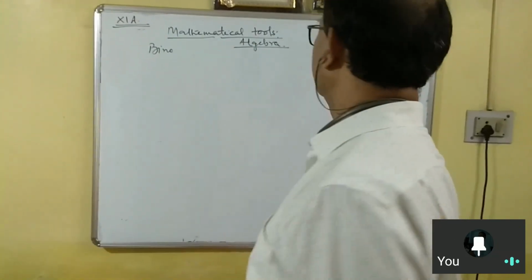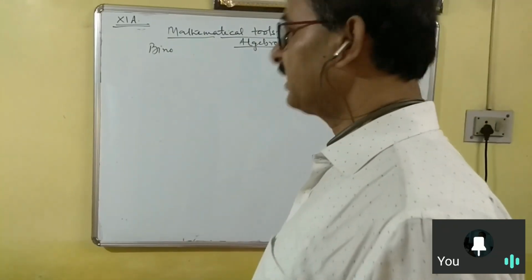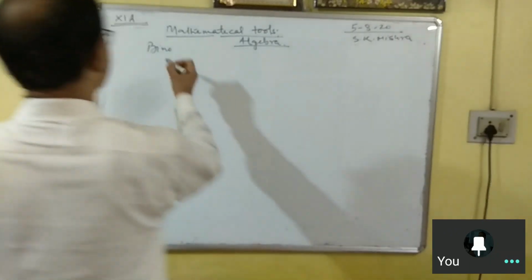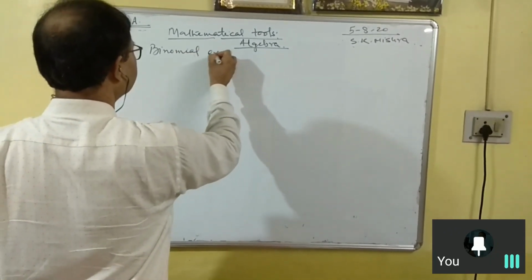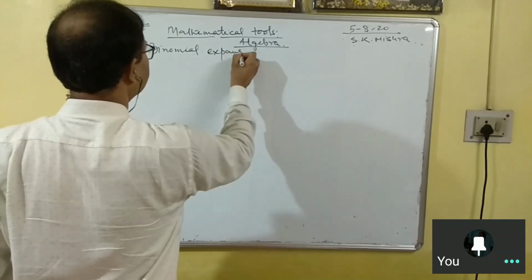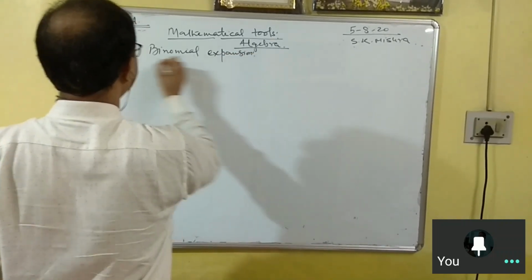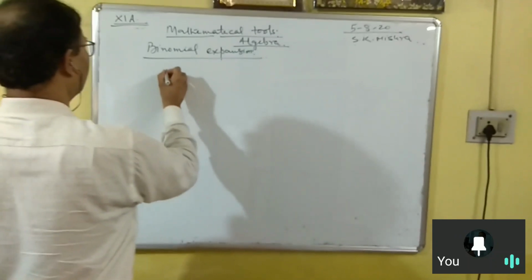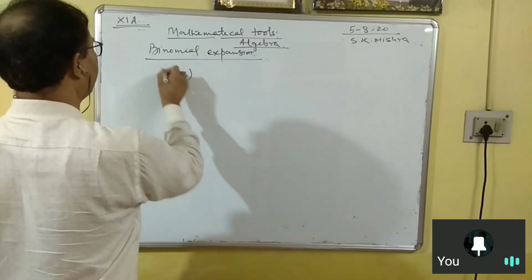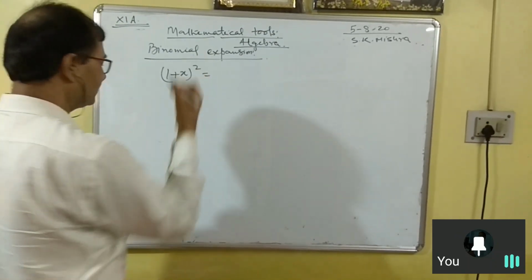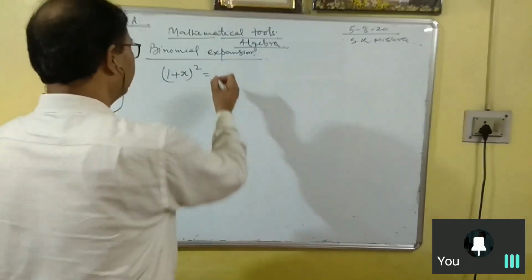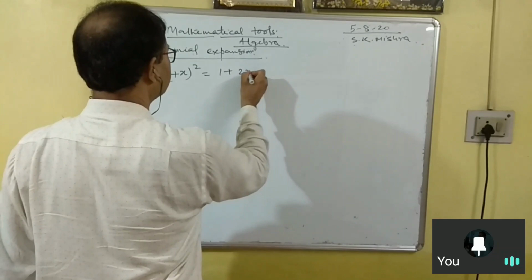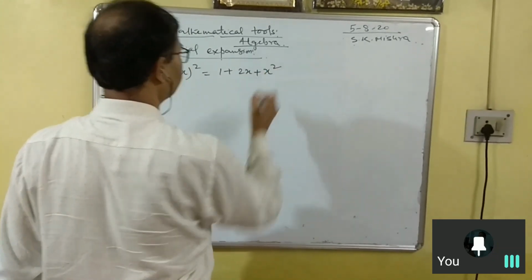Okay. Now algebra. Today we will start the binomial theorem or binomial expansion. If I ask you what is (1 plus x) whole square, that you have already studied from class 8 onwards or 7 onwards. The result is 1 plus 2x plus x square.